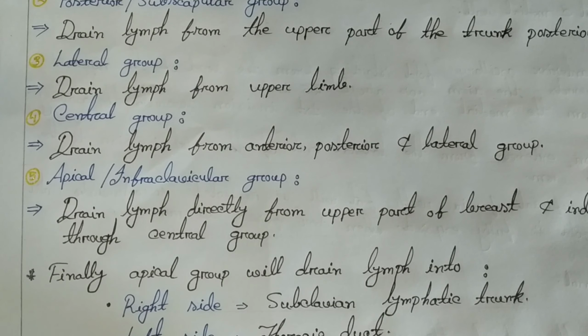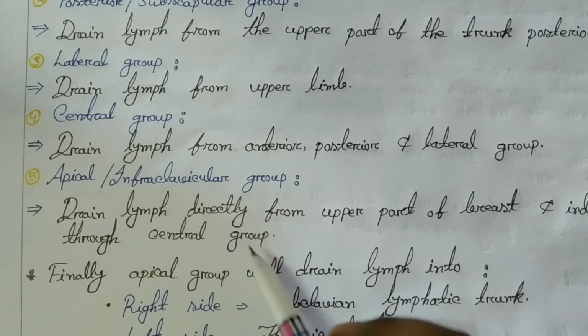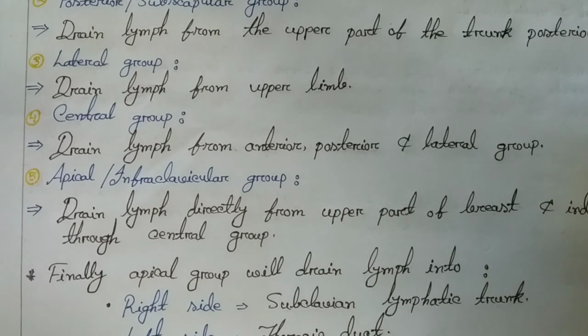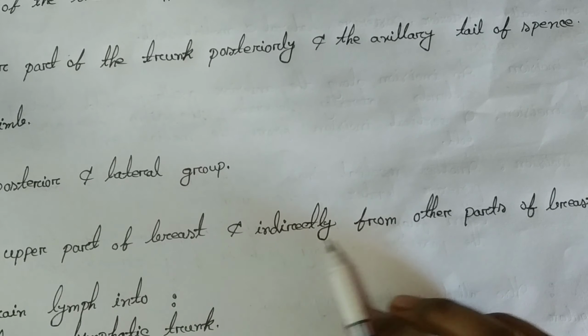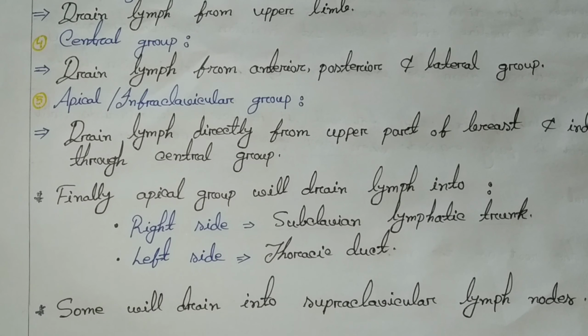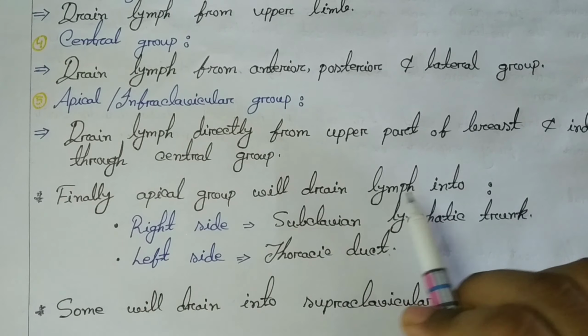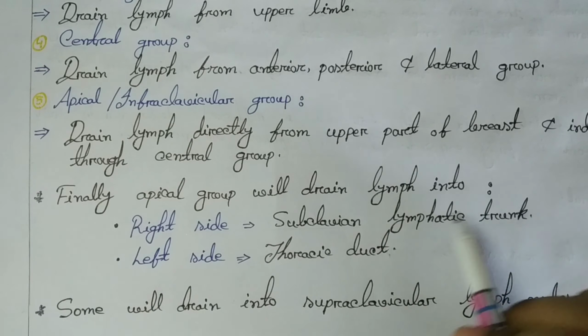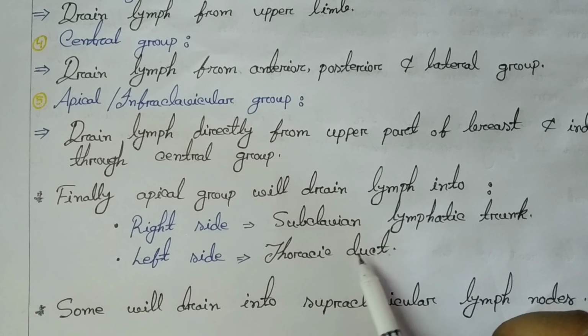Apical or infraclavicular group drains lymph directly from upper part of the breast and indirectly from other parts of breast through central group. Finally, apical group will drain lymph into subclavian lymphatic trunk in right side and thoracic duct in left side. Some will drain into supraclavicular lymph nodes.